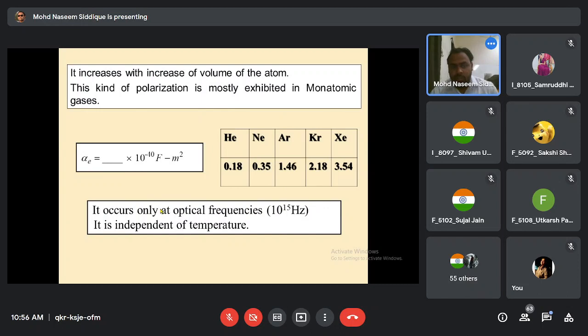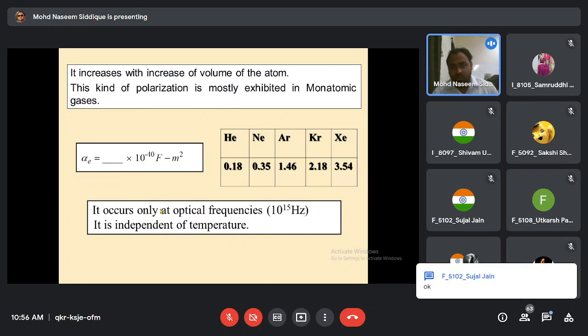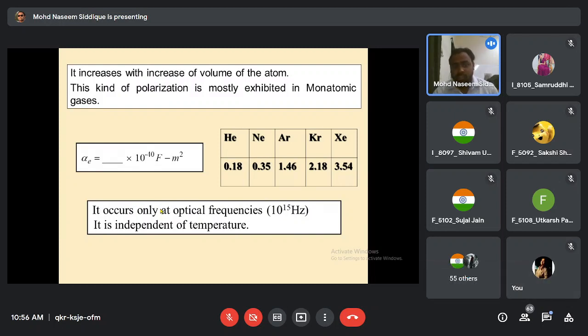Polarization is a general word. Polarization can occur in all kinds of materials, but polarizability depends on the nature of the material. Clear? Yes, sir. Okay.